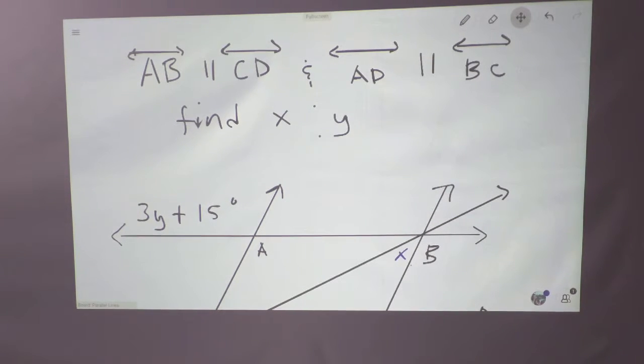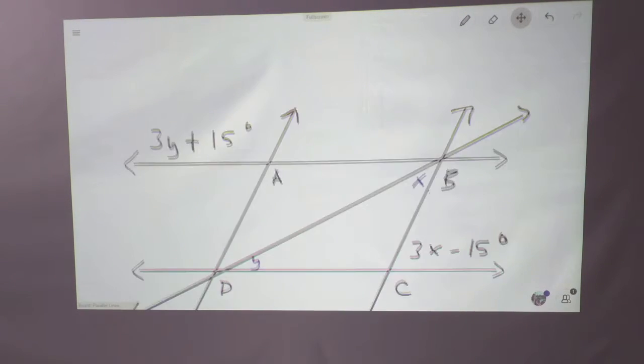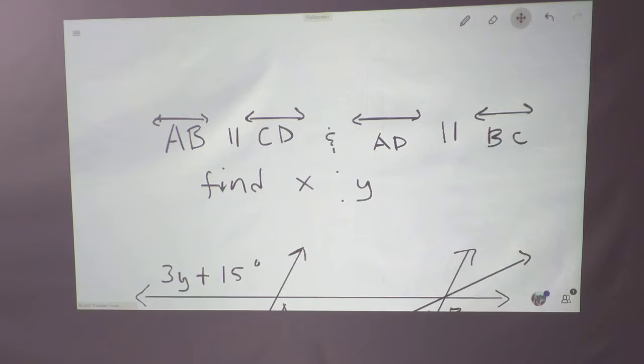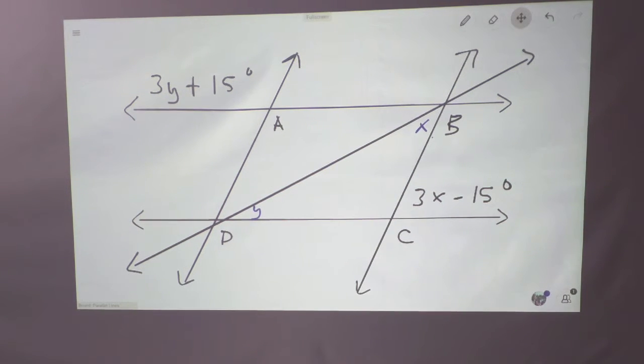Find X and Y given that AB is parallel to CD. So AB is parallel to DC, or CD, and AD is parallel to BC. So here AD is, you can see that, the parallel lines. And let's get started with the problem. So we have 3y plus 15 degrees given as one angle, and 3x minus 15 degrees given as another angle.